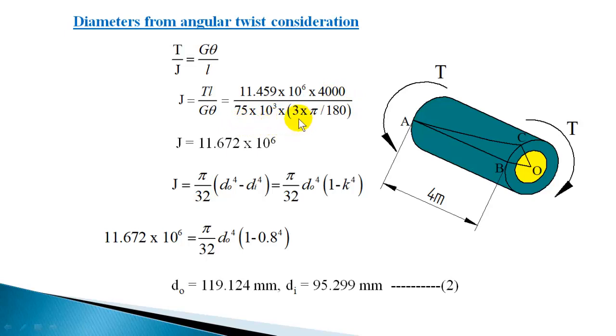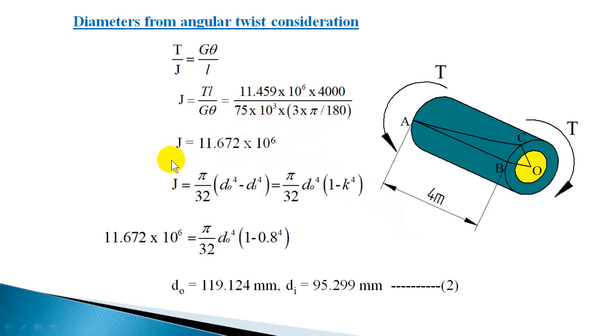Angular twist is 3 degrees, so converted into radians, 3 into pi by 180, and this 3 degrees is in 4 meter length. Now the angular twist overall: the shaft will rotate by 3 degrees in a shaft length of 4 meter, relative to the other end, while transmitting the given torque or mean torque.